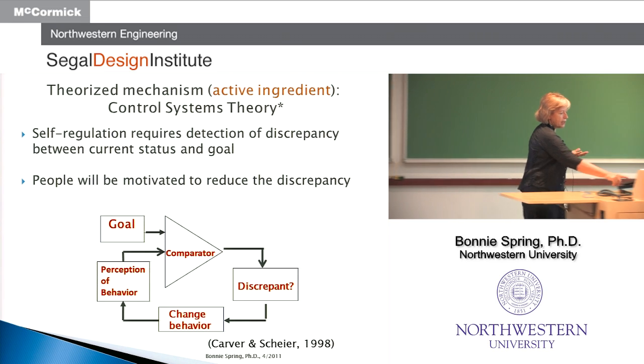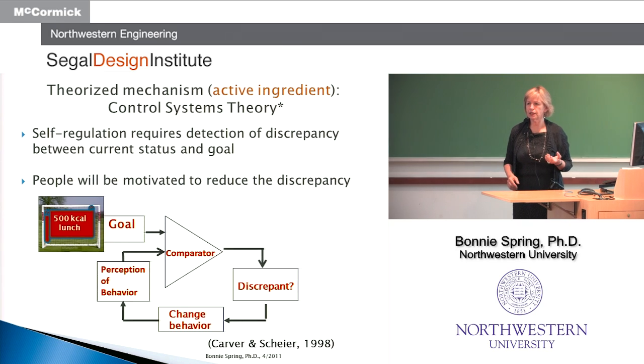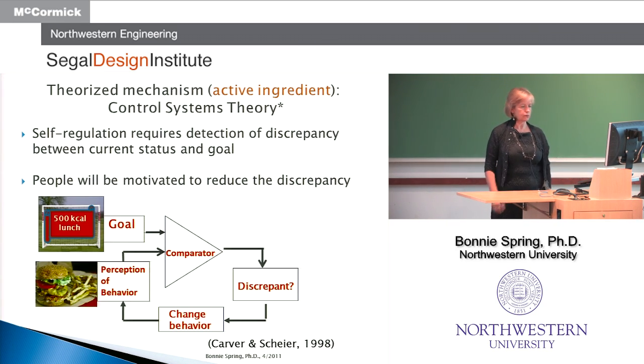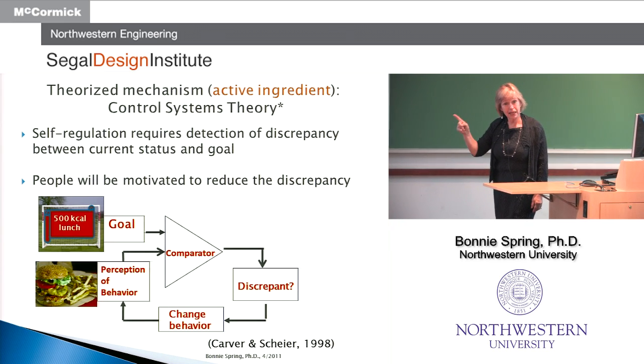Now how about if we translate this to eating? Your goal is to eat a 500-calorie lunch. Discrepant, not discrepant. How many people think it's discrepant? Most of you, okay. Actually, the surprising thing is, if you didn't have the fries, it wouldn't be that bad.